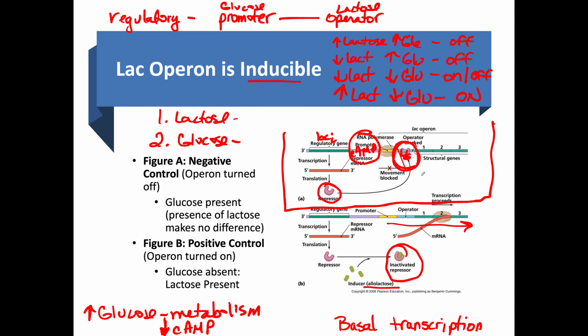So high levels of glucose result in glucose metabolism. Glucose metabolism results in low cyclic AMP. Low levels of cyclic AMP prevent RNA polymerase activation. So I have to have a combination of high lactose and low glucose in order for my gene to be turned on, in order for the operon to be induced.